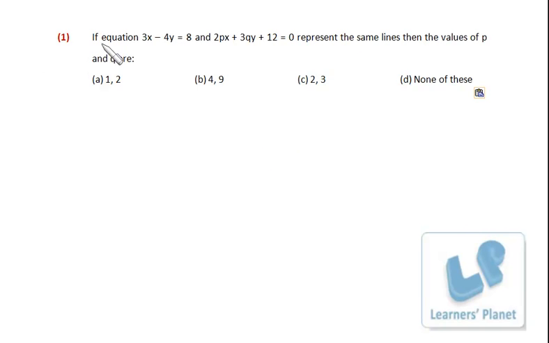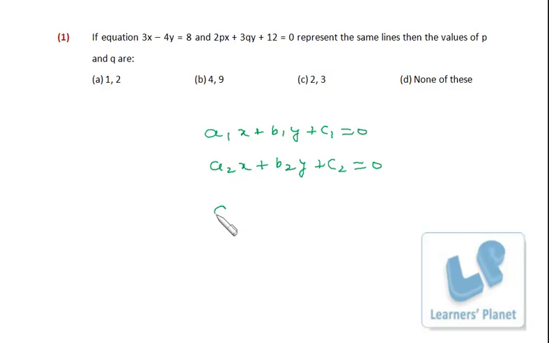Now let's see this question. If equation 3x minus 4y is equal to 8 and 2px plus 3qy plus 12 is equal to 0 represent the same lines, the value of p and q are. Okay, see, in your junior classes you might have learned that if two lines are coinciding, then suppose I take example as a1x plus b1y plus c1 is equal to 0, a2x plus b2y plus c2 is equal to 0, right? If both the equations represent the same line, then a1 by a2 will be equal to b1 by b2 will be equal to c1 by c2.